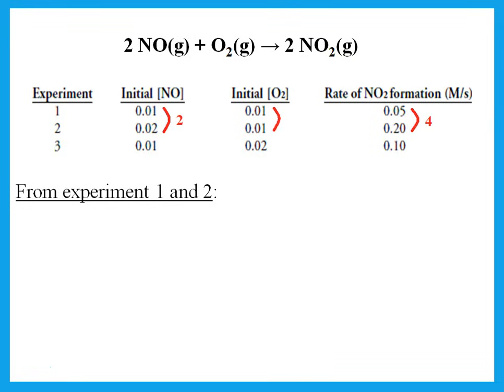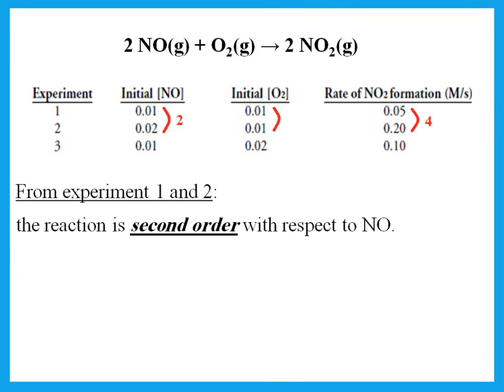So what has happened to the rate? The rate has quadrupled. And that means that the reaction is second order. We said if doubling doubles, that's first order. If doubling doesn't affect the rate, that's zero order. If doubling quadruples, then this is second order with respect to NO.